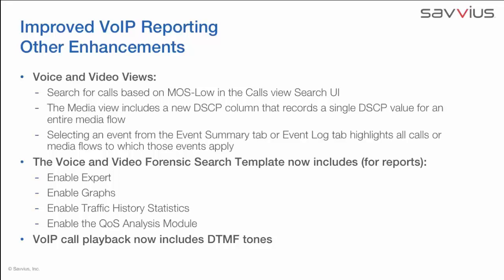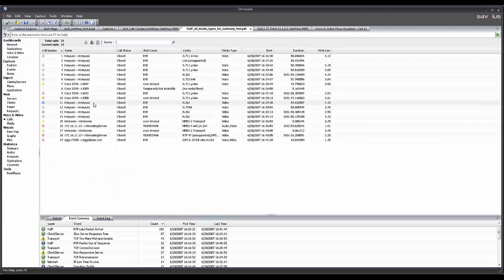All right, but Chris will be able to show you at least the ability to search and the other things in the voice and video views. So Jay, there's a lot of features in there. Can you go ahead and list them as I do the demo? Which one should I show first? Yeah, sounds good, Chris. So the first one was being able to search for calls based on low MOS in the calls view search UI.